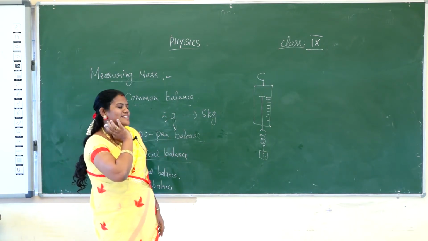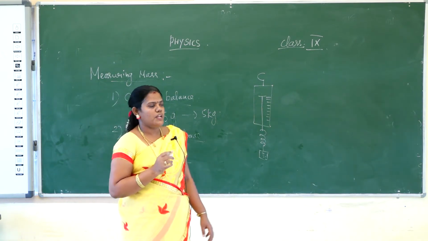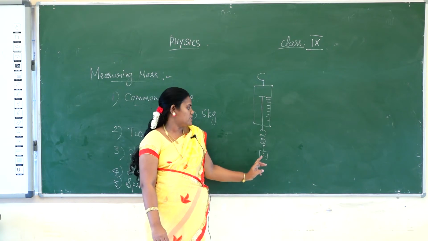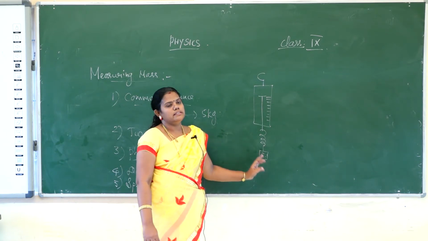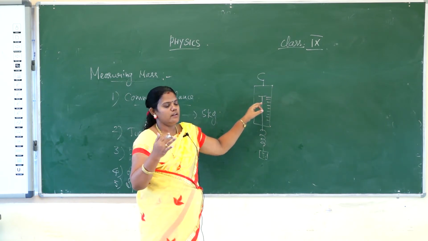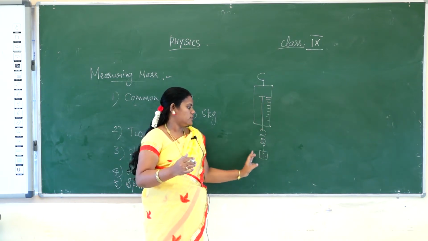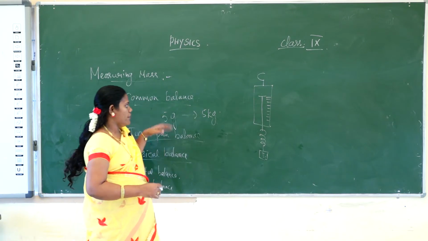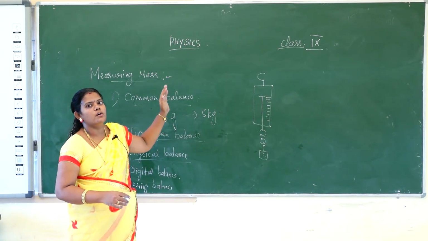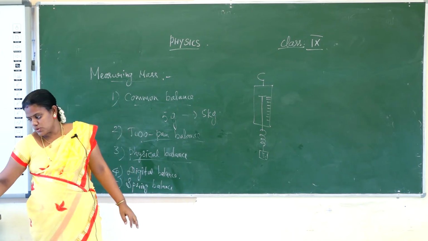Spring balance has a spring attached: one end of the spring is attached to a pointer, and the other end of the spring is attached to the object. So this pointer will note the weight of the mass of the object. So all these balances are easily used to measure the mass of a thing. Then let us go for the next one.